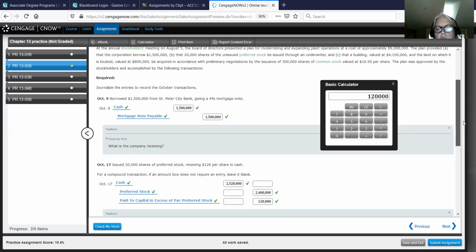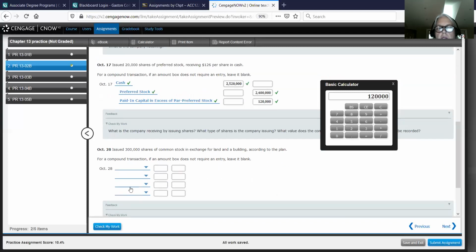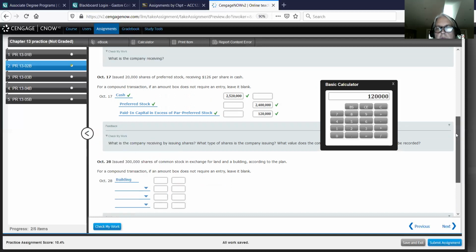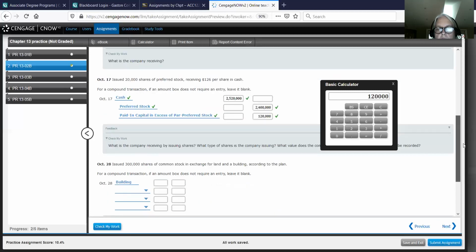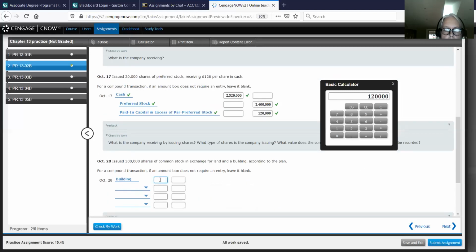So what we're going to have to do is show on our books that our building has increased, and it would have increased by the fair market value of that building, which was given at $4,150,000. This was the negotiated price of the building, or the cost of that building. So I'm going to debit that to the building account. My building is an asset, and to increase an asset, we put it on the debit side of the journal entry.